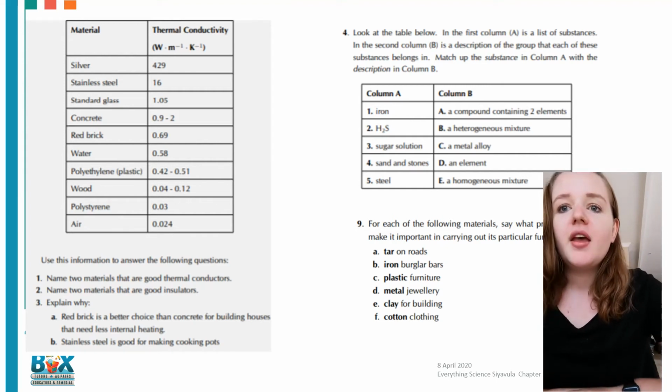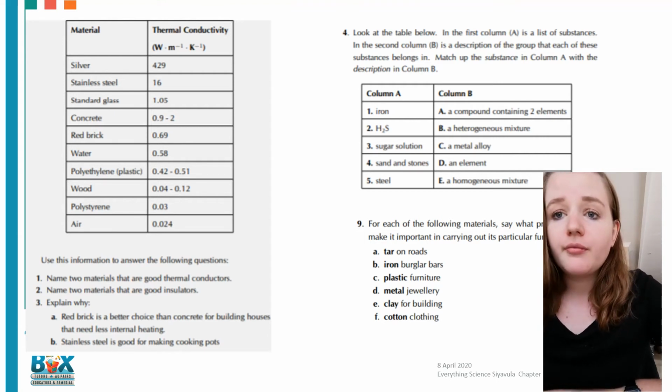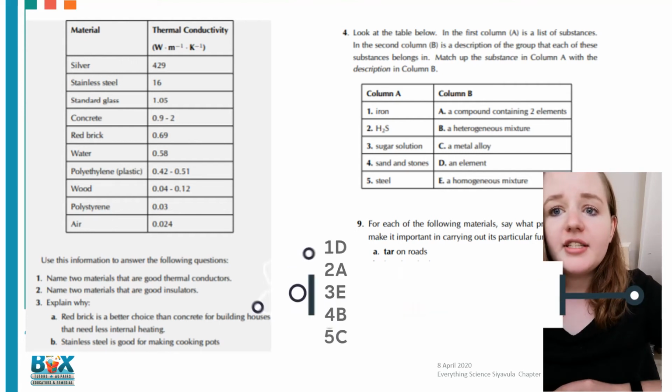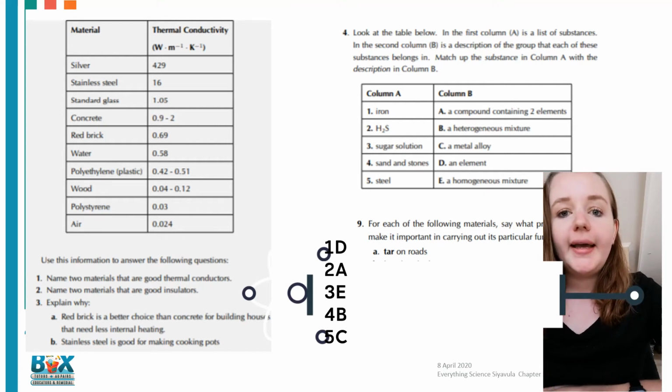Okay, next one. Question 4. We have to match the columns. So iron is going to be with an element, so D, 1D. 2 is going to be with a compound containing 2 elements. 3 is a sugar solution, so it is going to be with E because it's a homogeneous solution. 4, mixture, sorry, not solution. Sand and stones would be B, a heterogeneous mixture. And 5 is steel, which would be an element. So, oh no, it wouldn't be, it would be a metal alloy, sorry, it's not an element. Whoopsie. Been a long day.